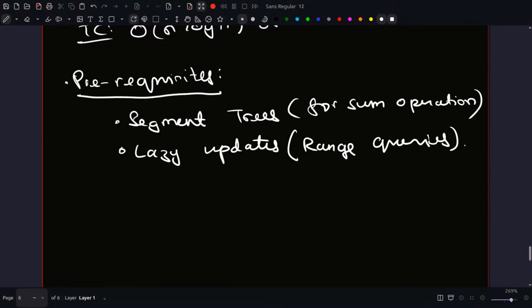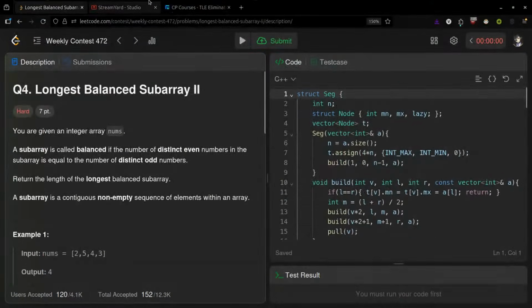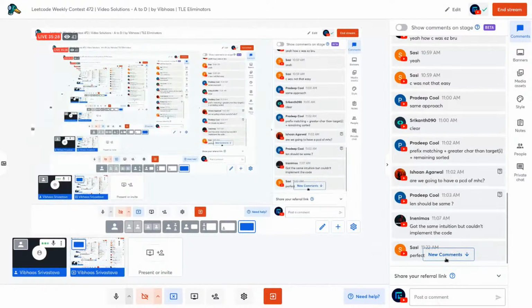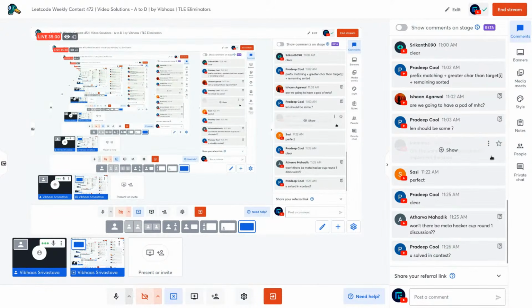If you don't know this, it's there in TLE level 4. And also, if you're below specialist or expert on Codeforces, there's no time, you should not focus on these kinds of advanced data structures yet. You should first build your intuition.